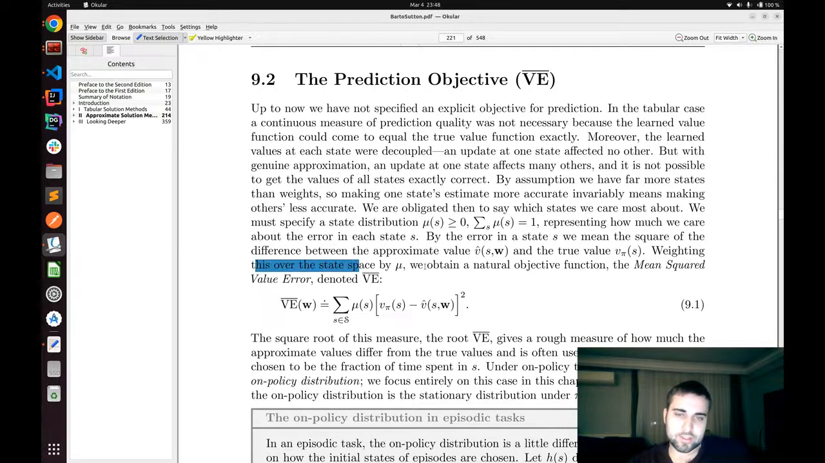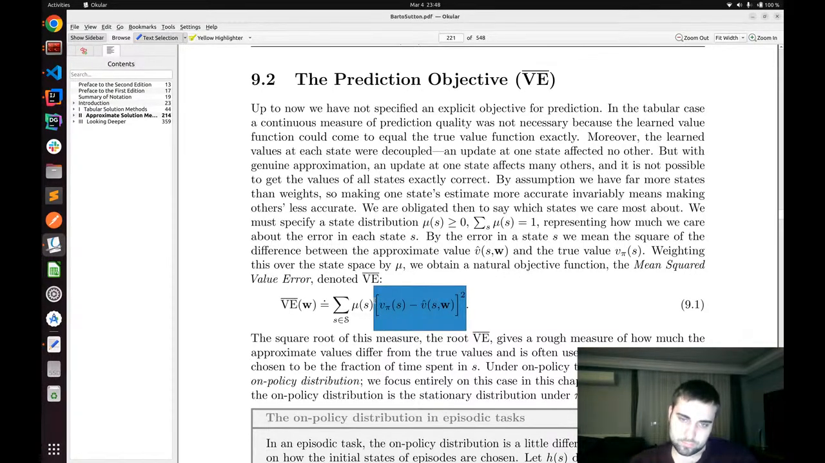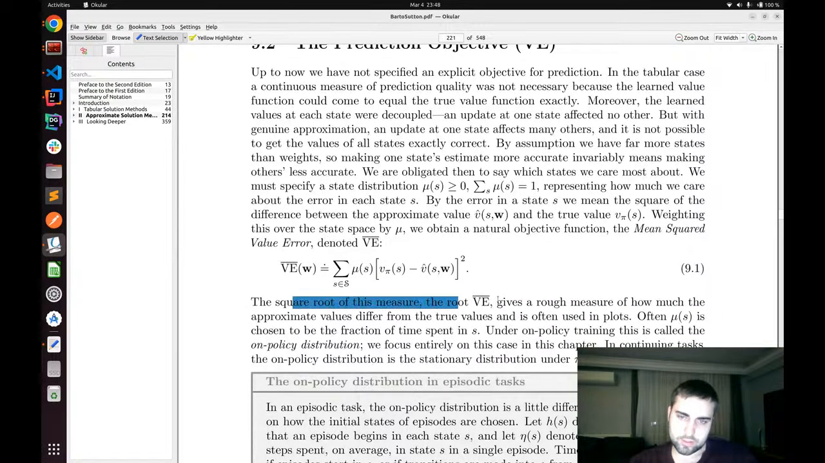Weighting this over the state space by mu, we obtain a natural objective function, mu squared value error. Go over all states, multiply by how much you care about that state, by the mean square error. The square root of this measure, VE, gives a rough measure of how much the approximate values differ from the true value, that is often used in plots.